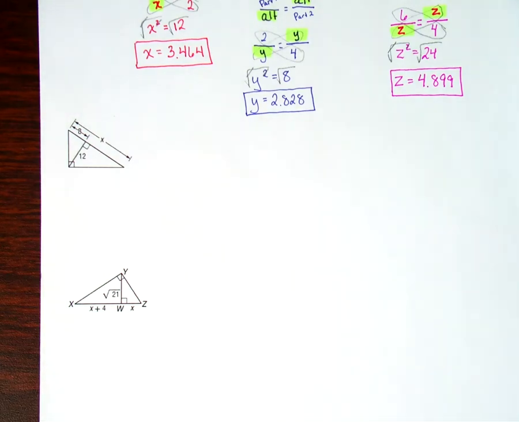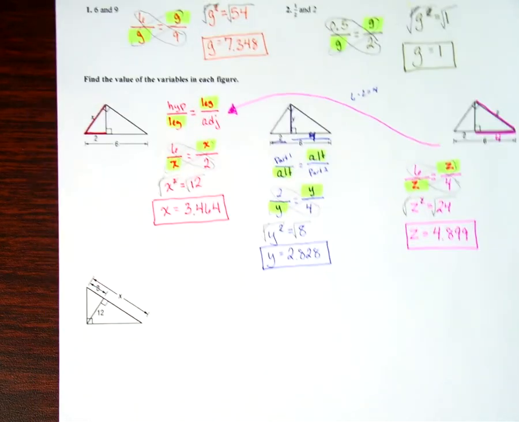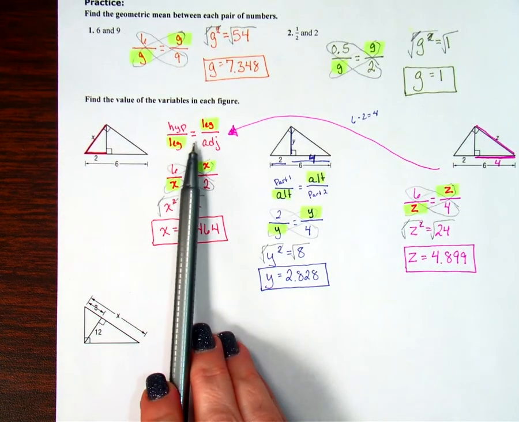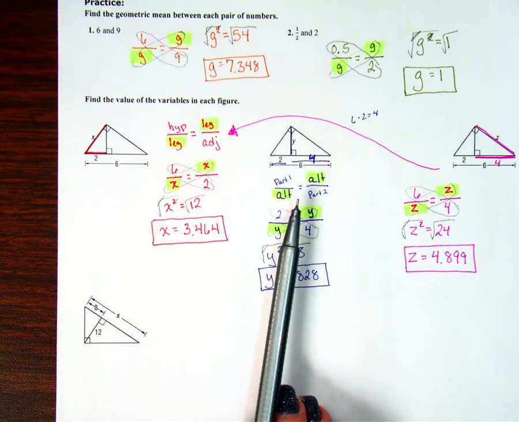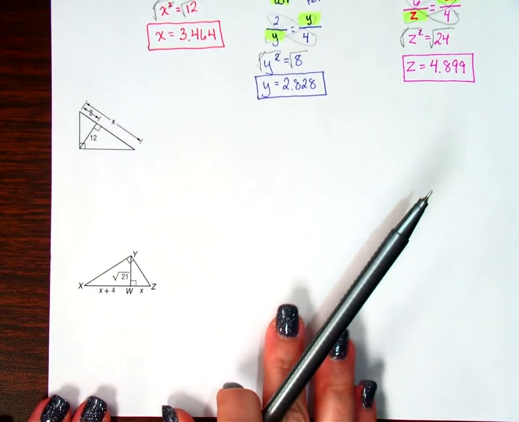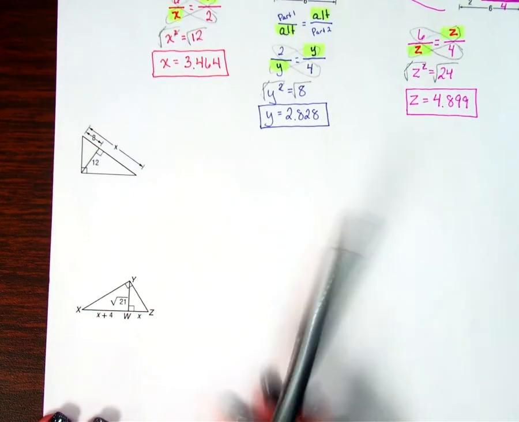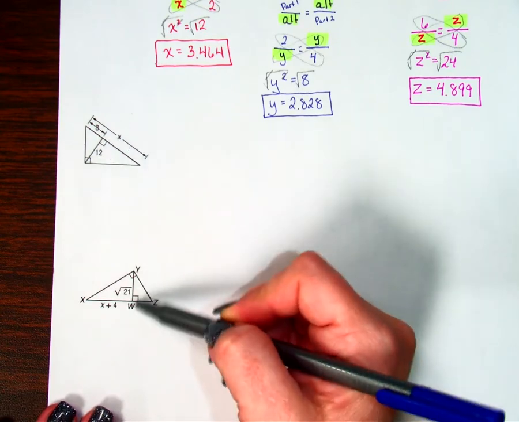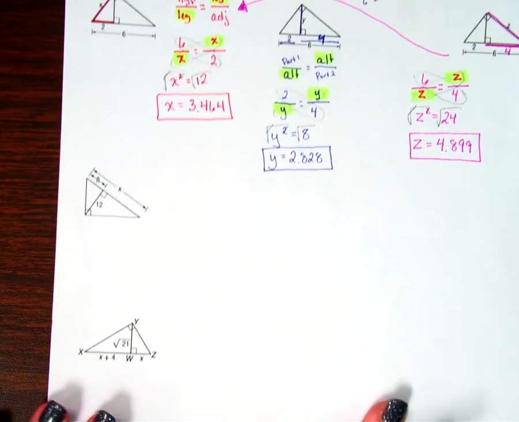Hi, welcome back. In this last video, we're going to apply our two theorems, our right triangle leg theorem and our right triangle altitude theorem, to working with these triangles. Okay, so they both have their altitudes drawn in. I just need to figure out which theorem I need to use.